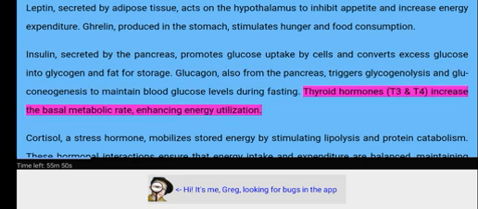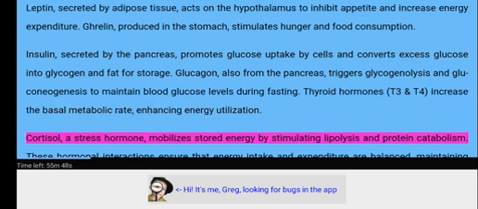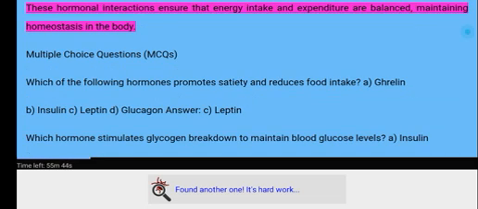Thyroid hormones T3 and T4 increase the basal metabolic rate, enhancing energy utilization. Cortisol, a stress hormone, mobilizes stored energy by stimulating lipolysis and protein catabolism. These hormonal interactions ensure that energy intake and expenditure are balanced, maintaining homeostasis in the body.